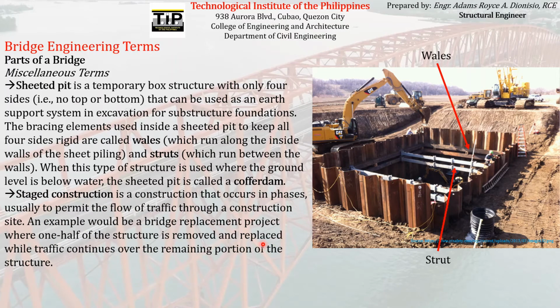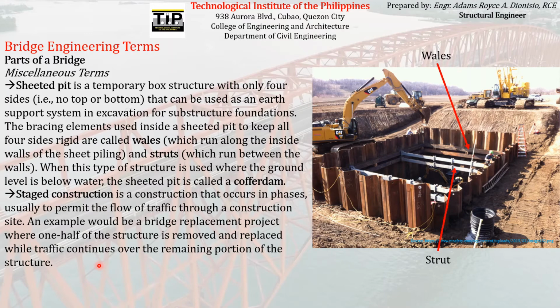The last miscellaneous term that we must be familiar with is stage construction. Stage construction is a construction that occurs in phases, usually to permit the flow of traffic through a construction site. An example would be a bridge replacement project where one half of the structure is removed and replaced while traffic continues over the remaining portion of the structure. So when we say stage construction, this is just construction that occurs in phases with the purpose of not preventing the flow of traffic. Its main purpose is to prevent the stoppage of the flow of traffic, even if we are having a construction activity.